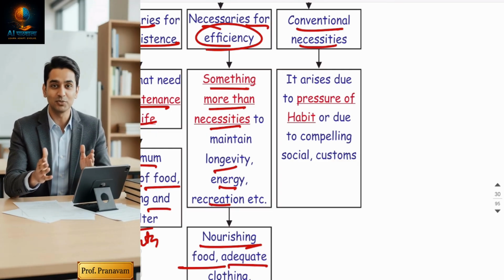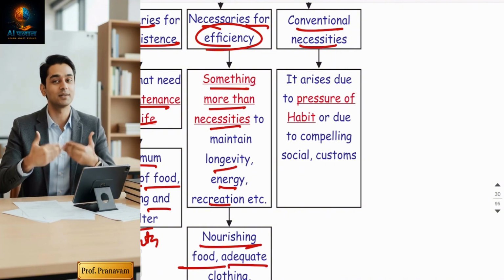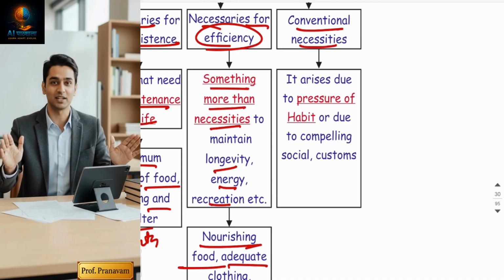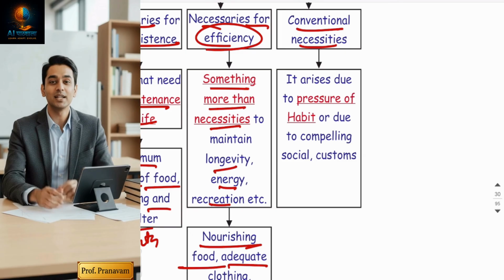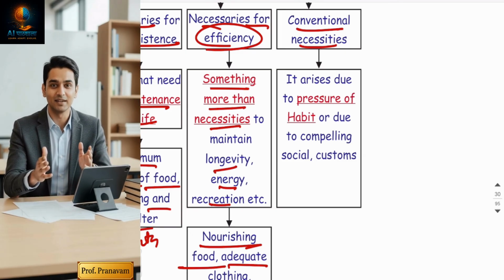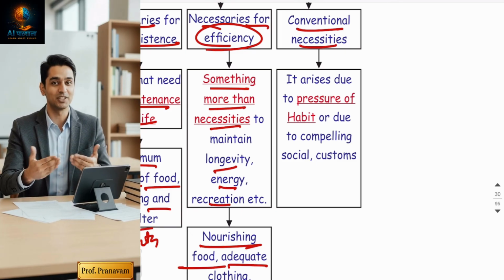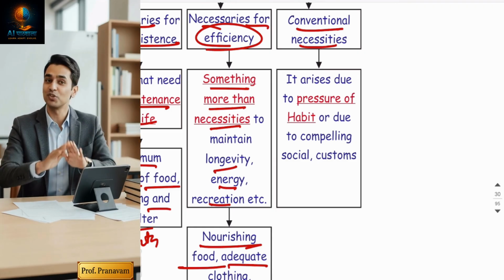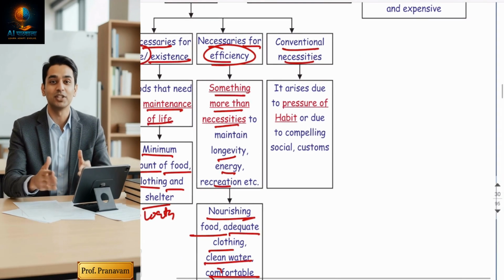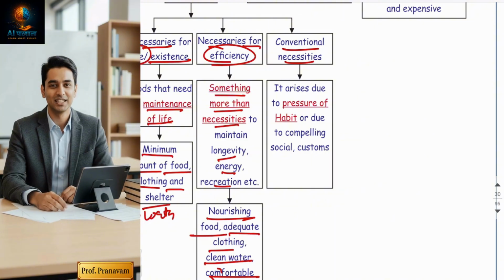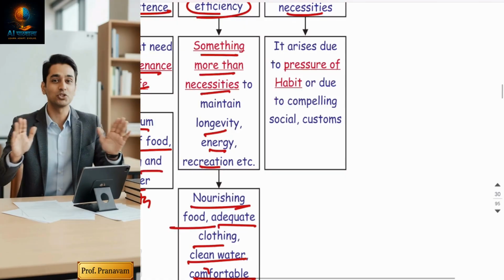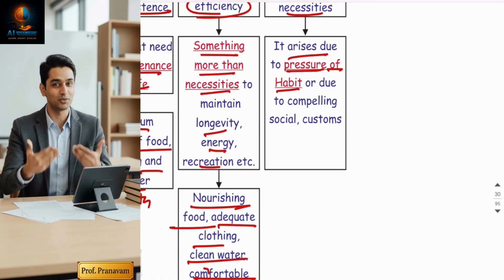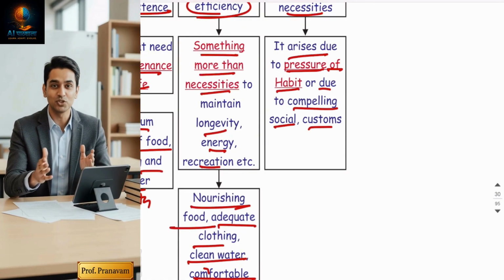Bursting crackers on Diwali is a custom. On a marriage, people do the shopping. Doing shopping has now become compulsory for the marriage. Without that, people are not able to digest it. So it's a custom. On Diwali, we are purchasing gold and silver. It is not actually a necessity, but we are following it. We feel like it should be done. We have to do it. It arises due to the pressure of habits or compelling social customs.